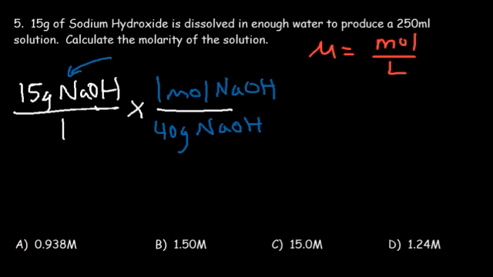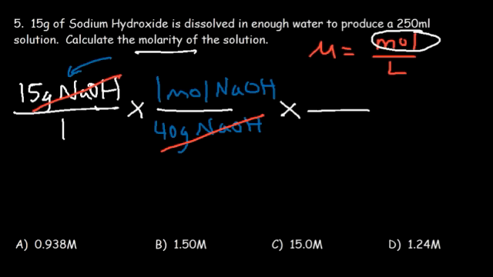So notice that the units grams of NaOH cancel. So now we have moles. Now, since we want to find molarity, we want to keep moles on top. We don't want to cancel it. So the last thing we need to do is divide by the liters. Now, we have the volume in milliliters.